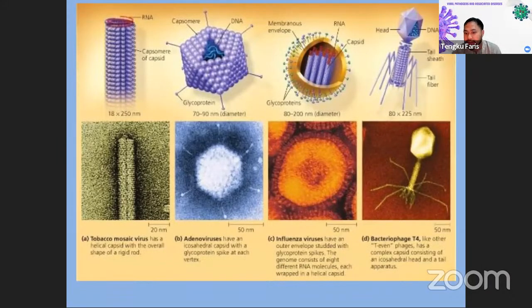And you can see in the image the bacteriophage T4, like the other T-even phages, has a complex capsid consisting of an icosahedral head and tail apparatus. You can see this is like an octopus, as I mentioned earlier, but this rarely invades humans. Rather, they invade bacteria like E. coli and some other plants too.